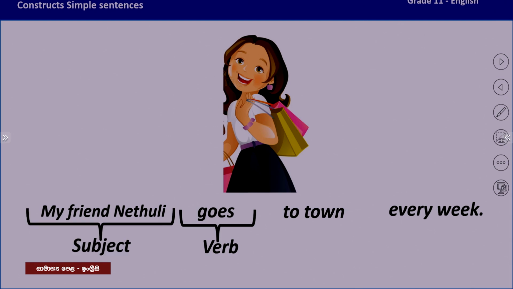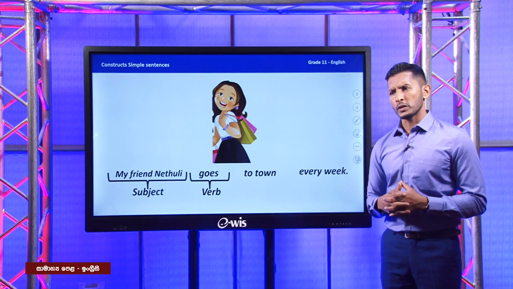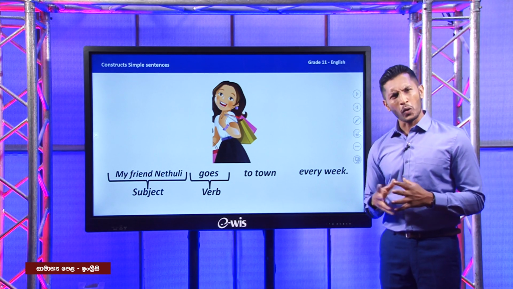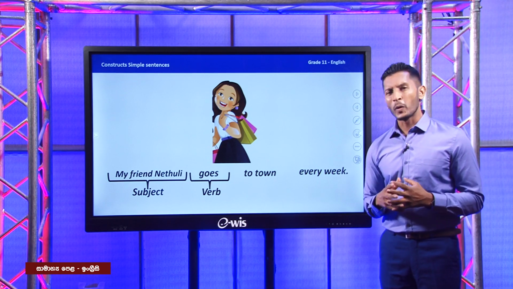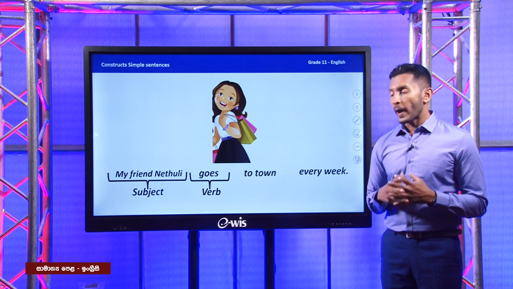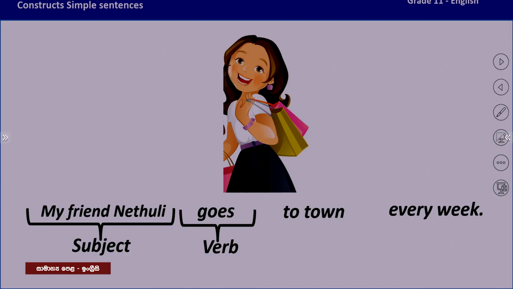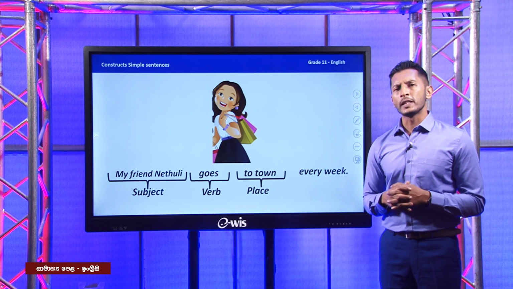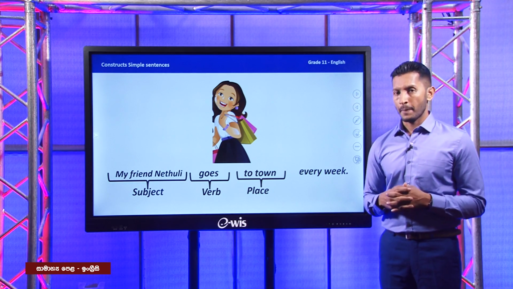So can I ask the question, my friend Nethuli goes? So what is the question word that automatically comes into your mind? My friend Nethuli goes. Can I ask what? No, I can't. So it should be where. My friend Nethuli goes where? My friend Nethuli goes to town. So this part is called place. In some sentences, we usually put verb and place together. Remember, this is not a fixed rule or structure. We add so many words to modify the verb of the sentence.